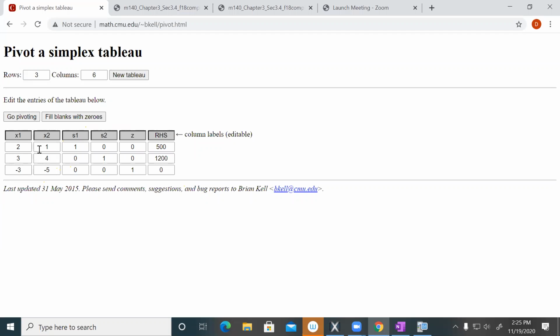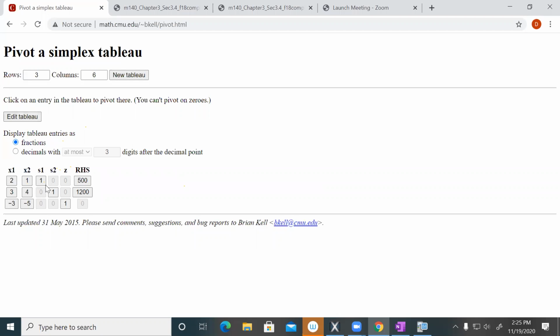Oops, what happened? All right, oh, I have to do it. So there's the matrix. I want to pivot this right here, and I pivoted. Now I want you to notice there are no negatives left in the bottom row, so I'm done. If there are no negatives, I'm done.